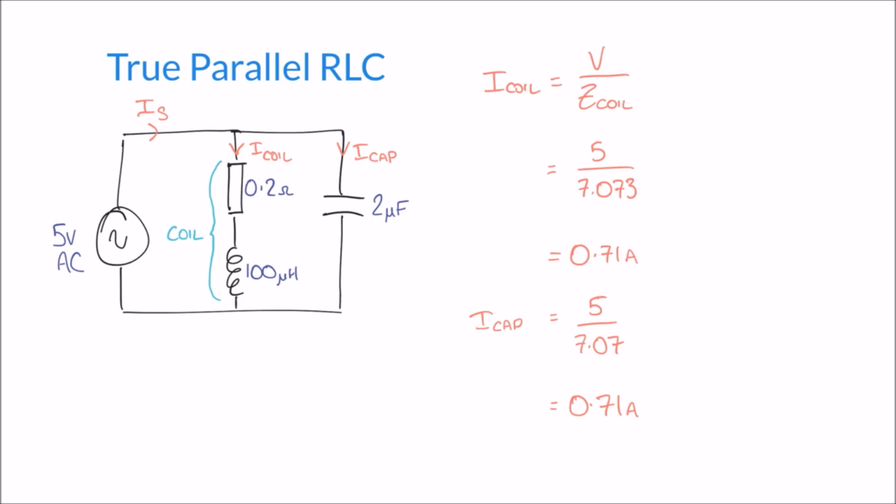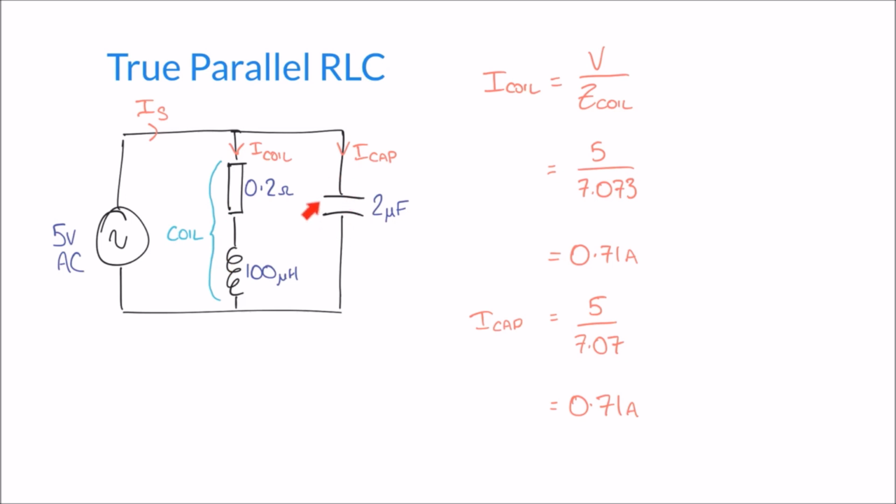Next, what I want to do is work out the supply current. And the temptation here is to say, well, the coil current and the capacitor current must just add together to give us the supply current. And unfortunately, that's not the case, because yes, these currents we've calculated, but remember, we've neglected some polar form. There's actually a big phase difference between these two currents.